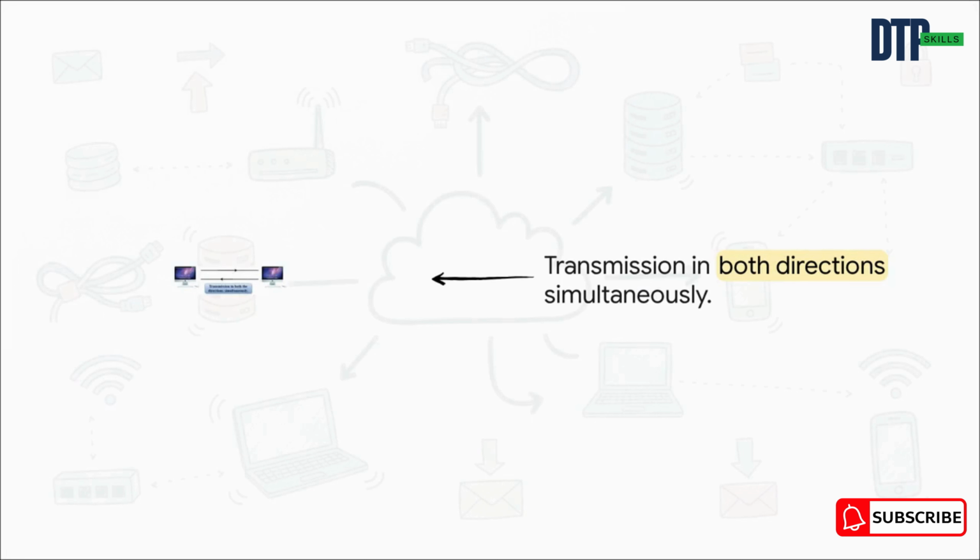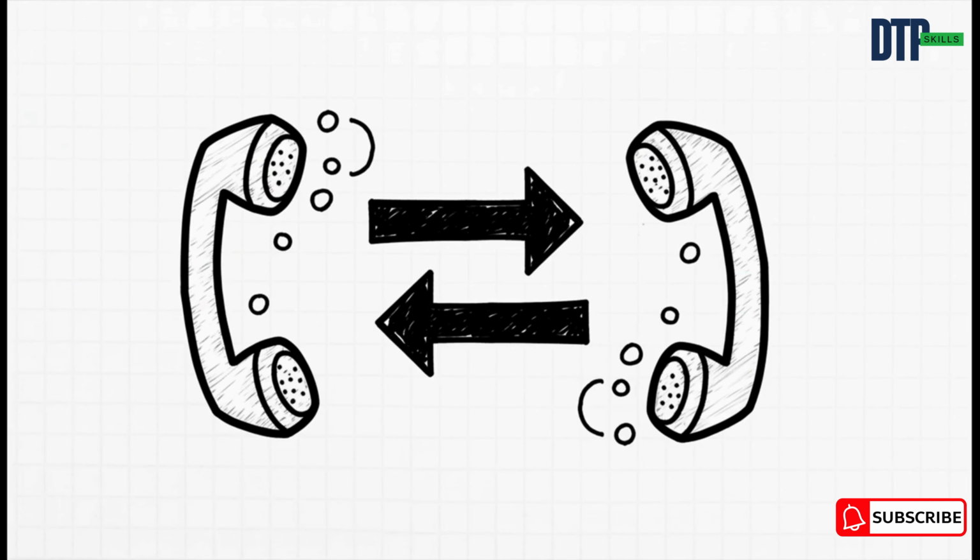Now, the secret sauce here is that it basically uses two separate channels. You have one for sending and one for receiving. This creates a dedicated lane for data in each direction, just like a highway, which is what allows for that amazing simultaneous communication. The absolute perfect analogy is just a normal phone call.